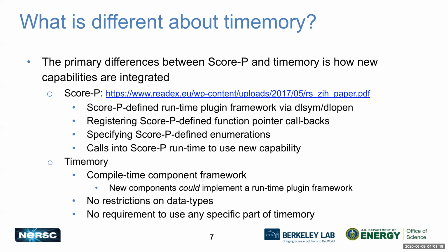As I said, the toolkit probably most similar to Timemory is Score-P. And so I'm going to focus here on a few of the differences between Score-P and Timemory. Score-P defines a runtime plugin framework that relies on dlsym and dlopen. It uses function pointer callbacks and enumerations, and eventually your plugin goes through what's kind of a black box as far as the Score-P runtime.